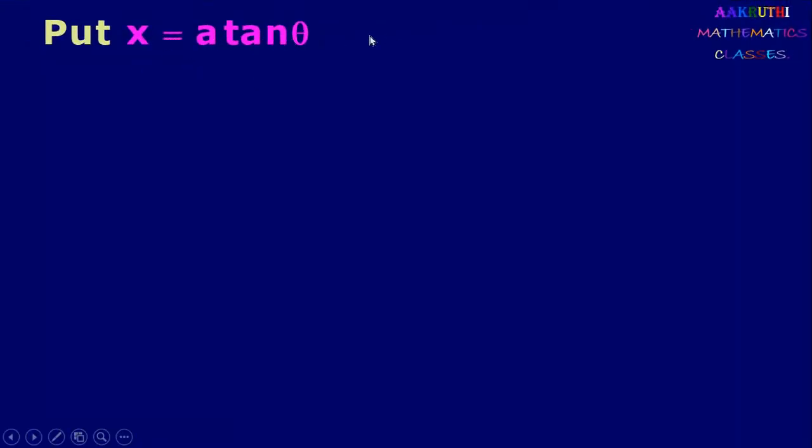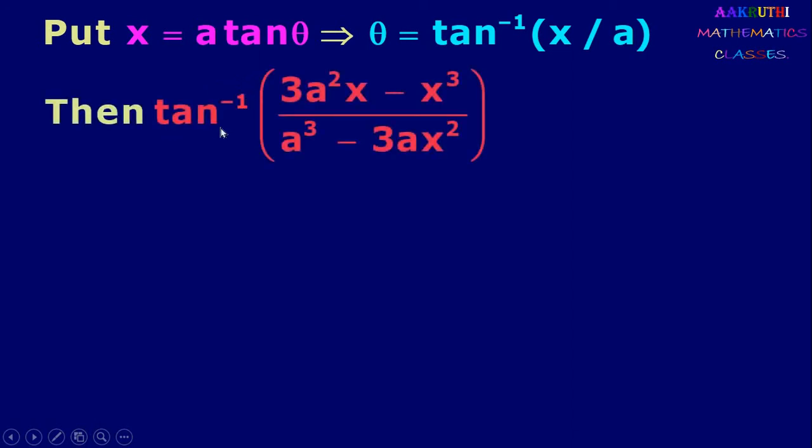Then x by a equal to tan theta. Therefore theta equal to tan inverse x by a. So first take a to this side. So it is x by a equal to tan theta. Then theta equal to tan inverse x by a. So it is given tan inverse 3a square x minus x cube divided by a cube minus 3a x square.